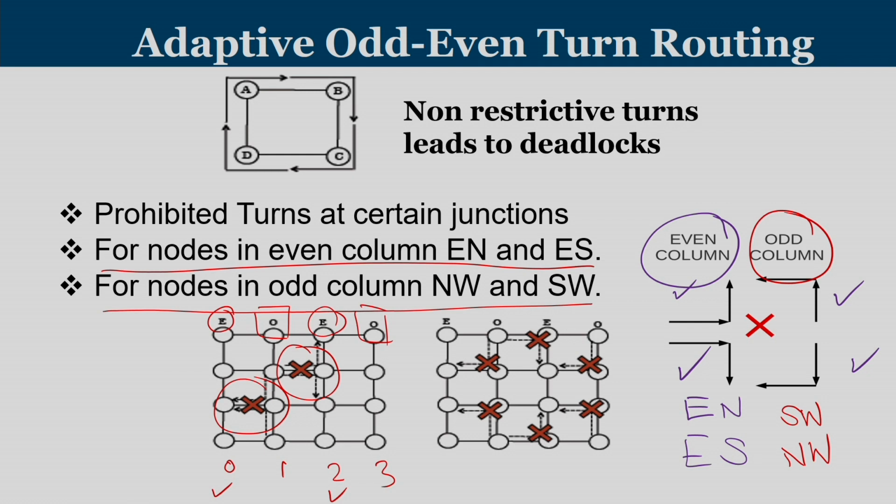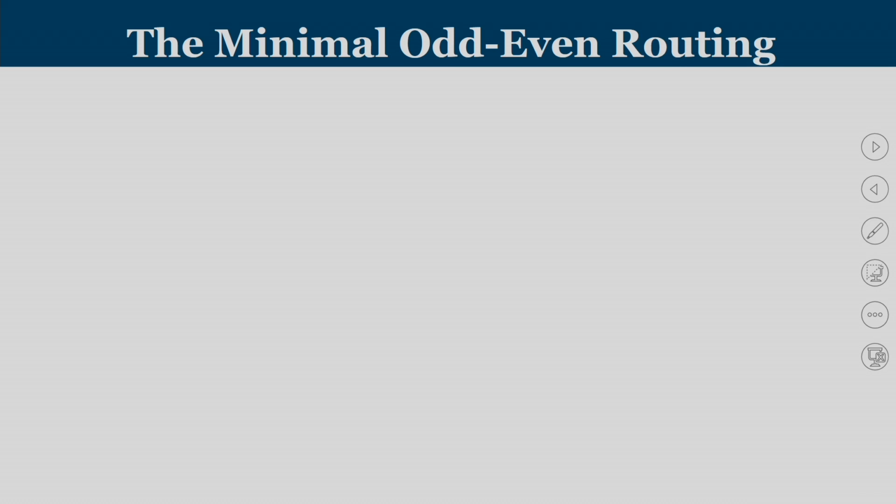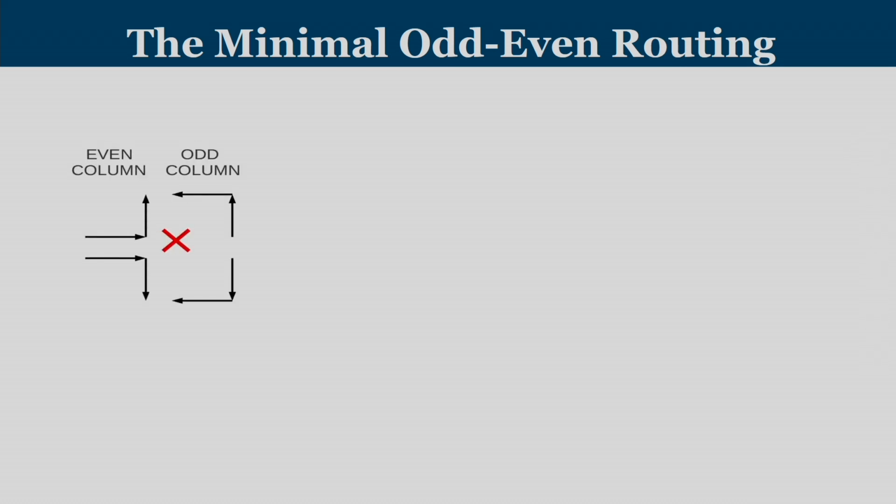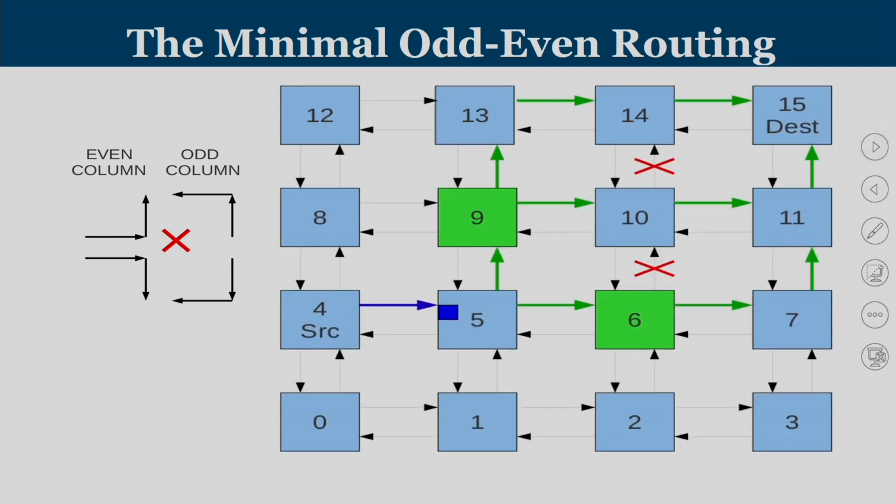Similarly, this is also the way we can try to understand it. So, there is one more illustrative example. These are the turns that are prohibited in even and odd columns. Consider this 4 by 4 mesh with 0 to 15 routers. Consider a packet that is starting from 4, now it has reached 5, and the destination is 15. So, 5 is the current router, 15 is the destination.